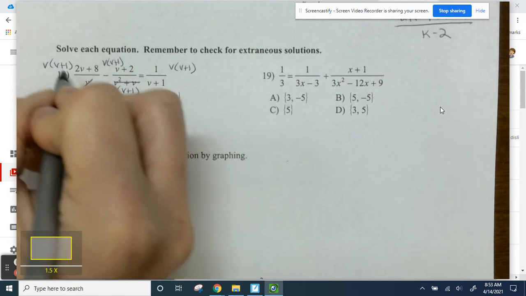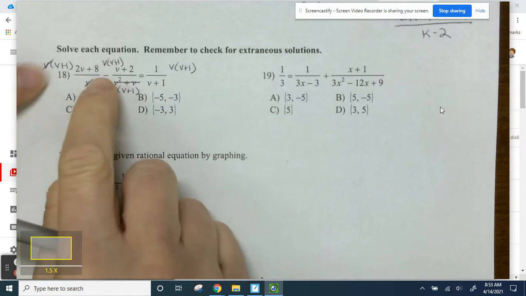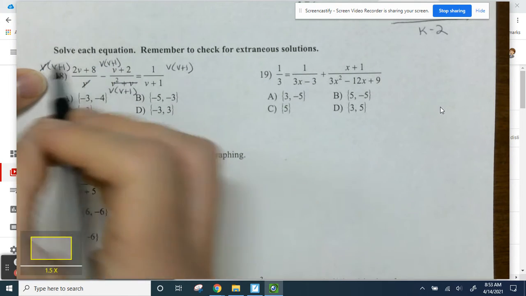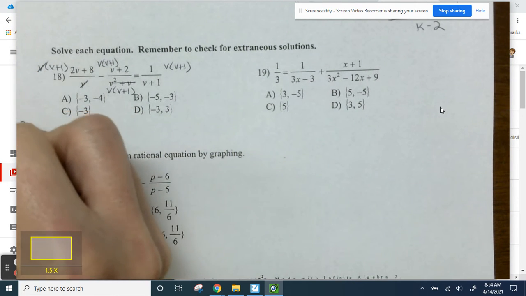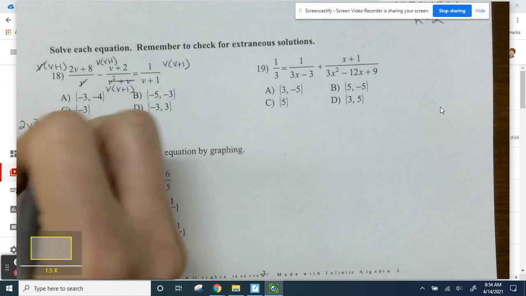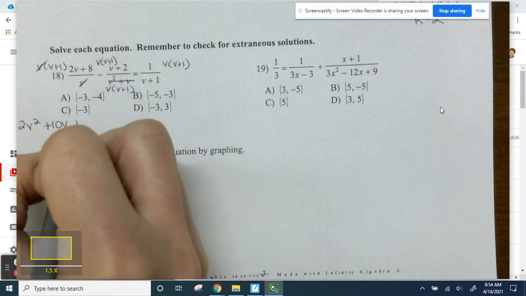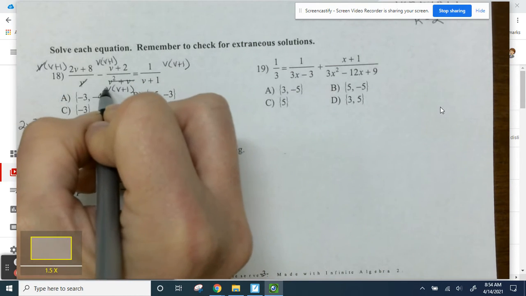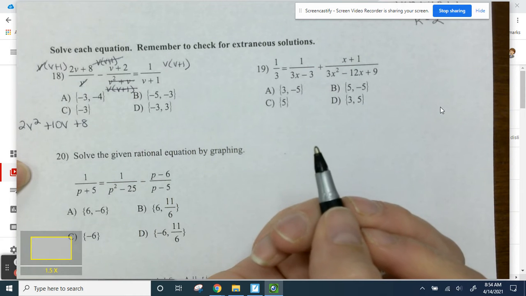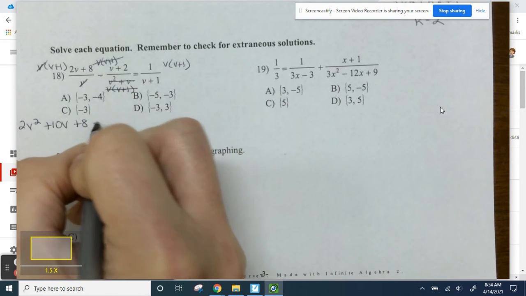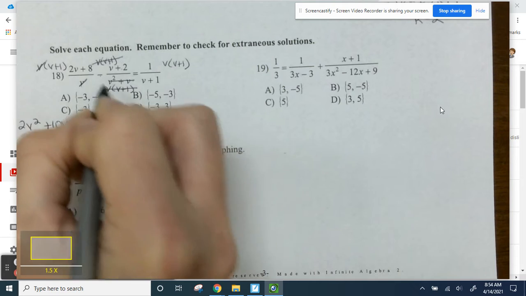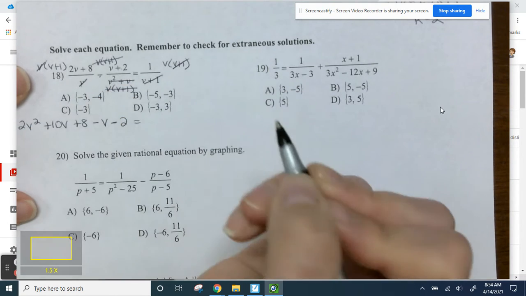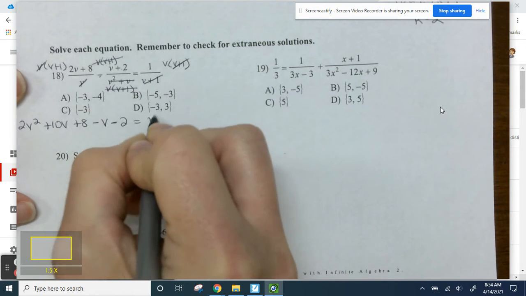Now here, these V's are going to cancel. So we're multiplying V plus 1 times 2V plus 8. When you do that, that'd be 2V squared plus 8V plus 2V would be a plus 10V, and then plus 8, because 1 times 8 is 8. This is going to cancel the entire thing, so this is going to be minus V minus 2. You have to distribute that minus sign to it. Equals, the V plus 1s are going to cancel, and so 1 times V is V.